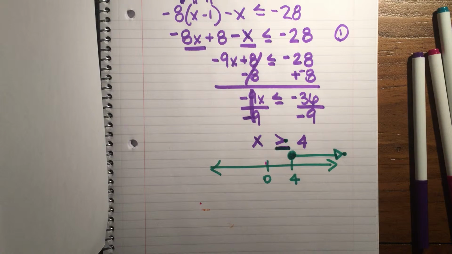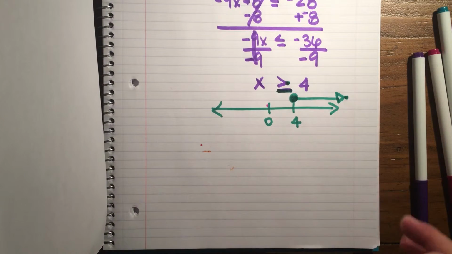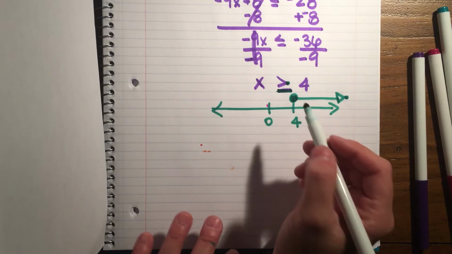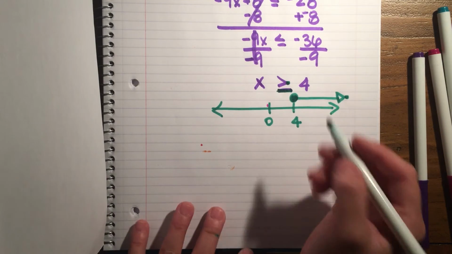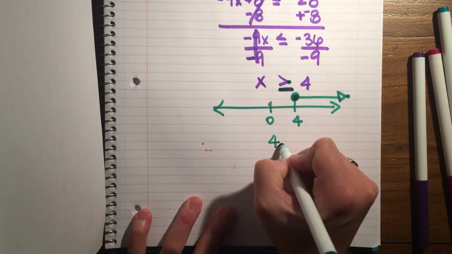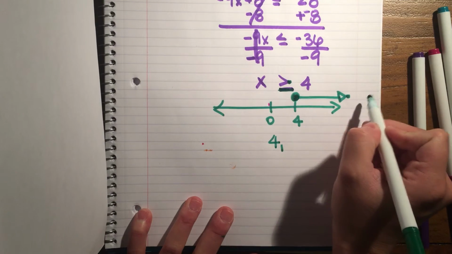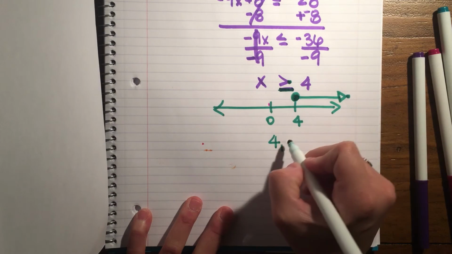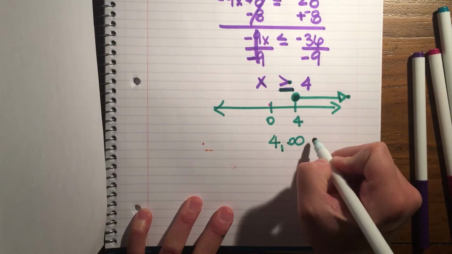Interval notation I'm going to add this time. When we write interval notation, what we're trying to do is tell you where the possible solutions are. In this case, we have our start at 4, and it goes on to the right to infinity. So we write 4 comma infinity.